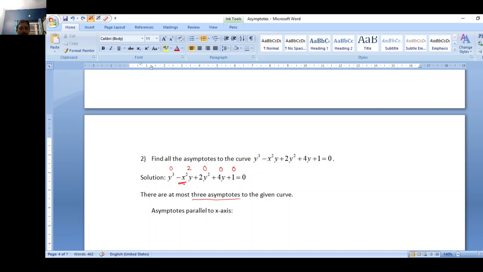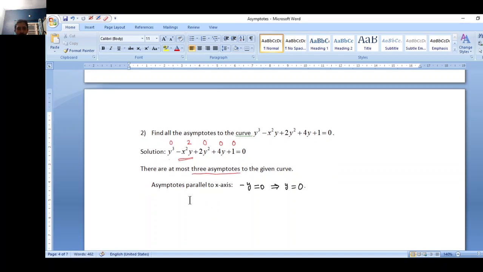So to find asymptotes parallel to x-axis, we have to equate the coefficient of the highest degree term of x to 0. And what is that coefficient? It is basically minus y, right? So equate it to 0. Or when you say minus y equals 0, it simply means y itself is 0. So now, because this automatically is the equation of a line, we can now claim that the asymptote parallel to x axis is y equals 0.